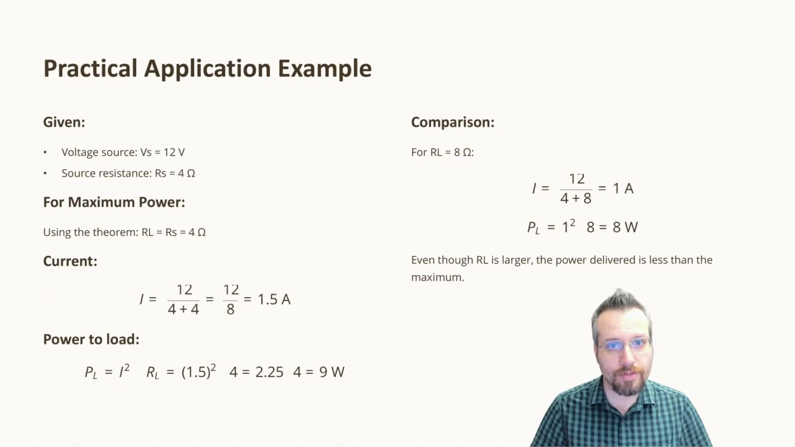Let's say we have a voltage source equal to 12 volt and internal resistance equal to 4 ohm. We want to choose the load resistance for maximum power. Using the theorem, we know that RL should be equal to Rs. If so, we will have 1.5 amp current, which means 9 watt power in load. Now let's change the load to 8 ohm. If we do that, now the current becomes 1 amp, which means we will have 8 watt in load. You see it decreased? Even if we go the other way and change the load to 2 ohm, we will see that current becomes 2 amp, which means the power will be 8 watt.